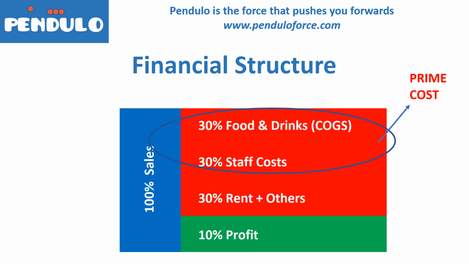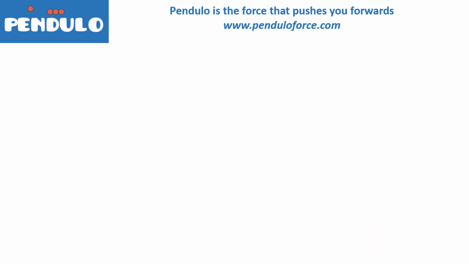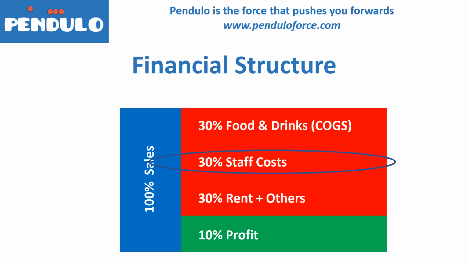This is just an idea of your percentages, and it's very important that we focus on this prime cost because we can actually have an impact on these numbers while the others are a bit more fixed. We have already in another video seen how we can control this cost of sales. Now in this video we're going to focus on staff costs, how to calculate them and what they should be.